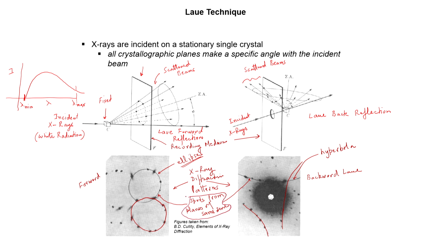Recall the zone law. The zone law states that HU plus KV plus LW would be 0 if the direction UVW lies in the plane HKL. Now, all the spots which belong to the same zone means that there is a direction which is common to all of these planes, and that is why they are called spots lying on the same zone. These assist us in indexing the pattern.